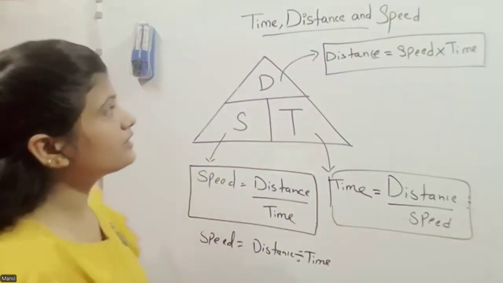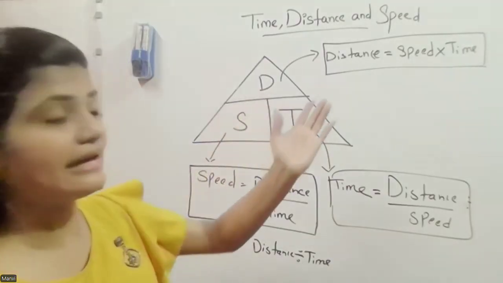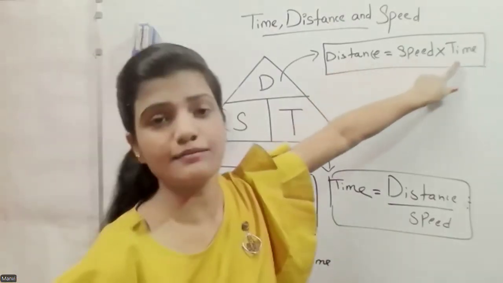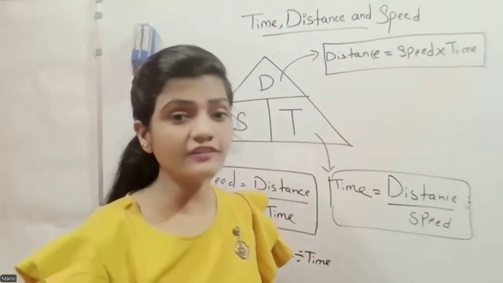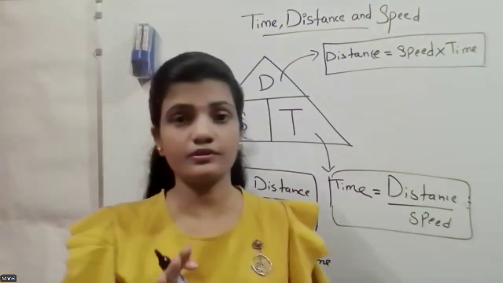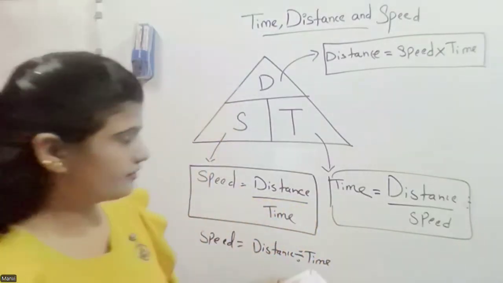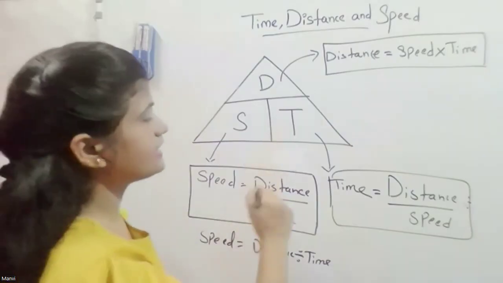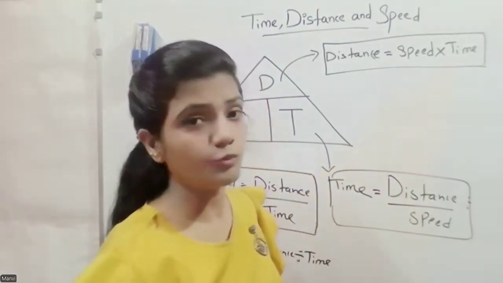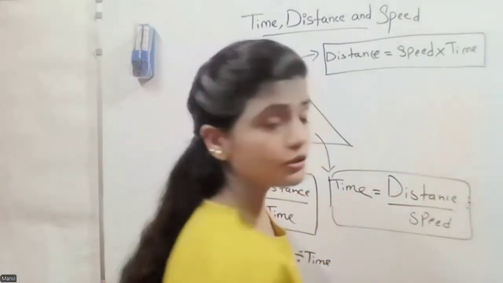So whenever they give us the speed and time and ask us about distance, we know that distance equals speed times time, right? But one thing we need to be careful about is the units. We need to take every unit in the same way. For example, if we have the speed in meters per second, and time is given in hours, both are not the same, right? So first we need to convert that time into seconds.